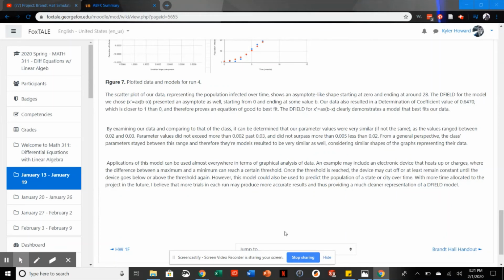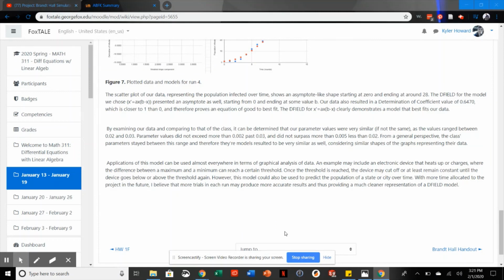By examining our data and comparing to that of the class, it can be determined that our parameter values were very similar, if not the same, as the values range between 0.02 and 0.03. Parameter values did not exceed more than 0.002 past 0.03 and did not fall more than 0.005 below 0.02. From a general perspective, the class's parameters stayed within this range, and therefore their models turned out to be very similar as well, considering the similar shapes of the graphs representing their data.